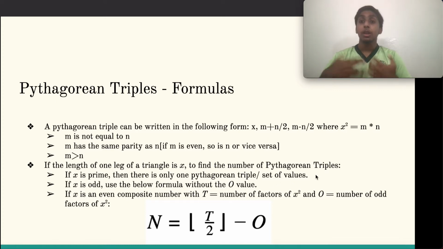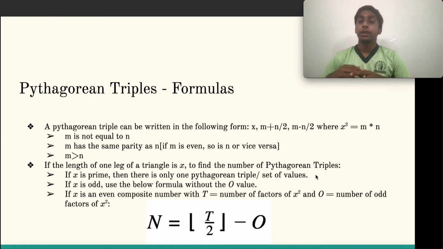So again, a prime number only has two factors, itself and 1. So if a number, or your leg basically here, is prime, then there's only one Pythagorean triple possible for that triangle. But if your number is odd, then you can use the below formula that I'm about to teach you without the O value. And finally, if x is an even composite number.